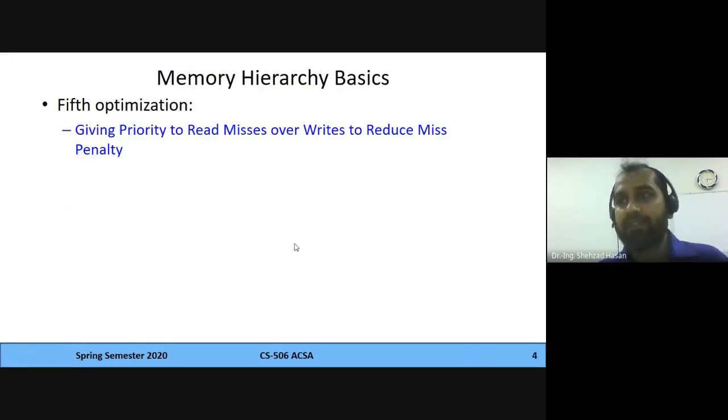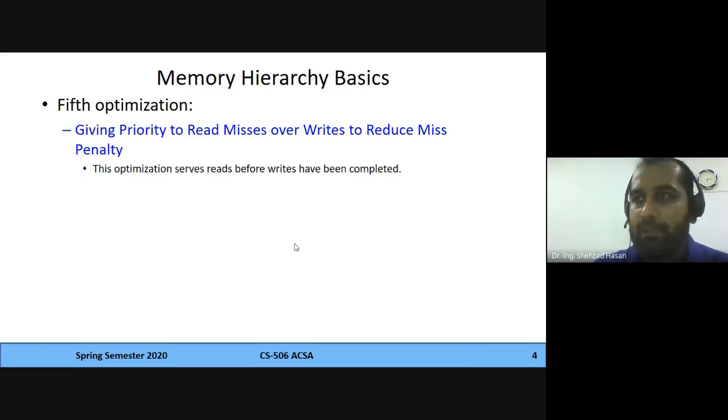Our fifth optimization is giving priority to read misses over writes to reduce the miss penalty. Again, an optimization to reduce the miss penalty. Right, so we are talking about how the penalty for fetching data or a block from main memory can be reduced. So what do we get with this particular term, giving priority to read misses over writes to reduce miss penalty?